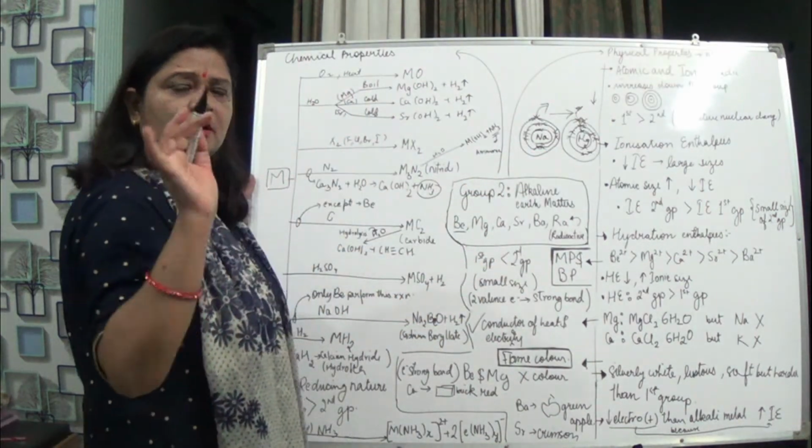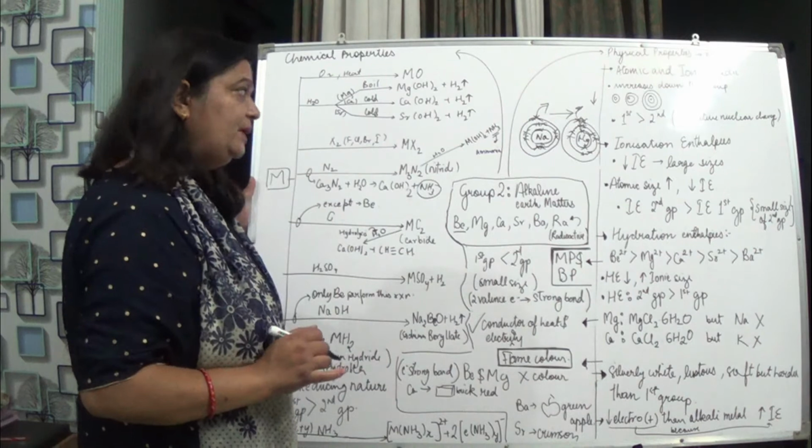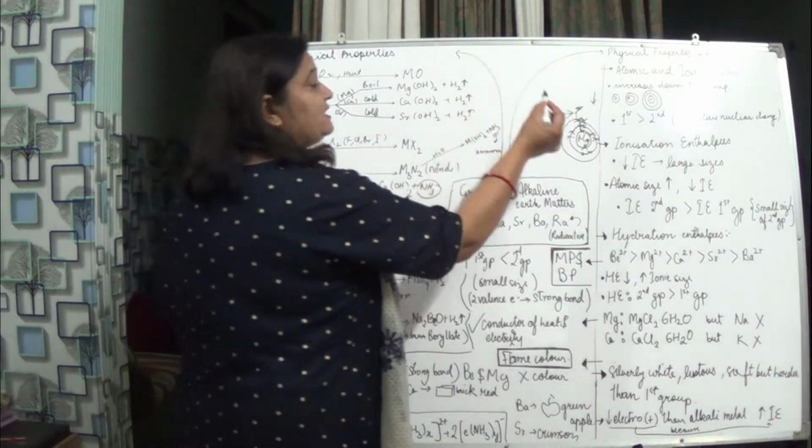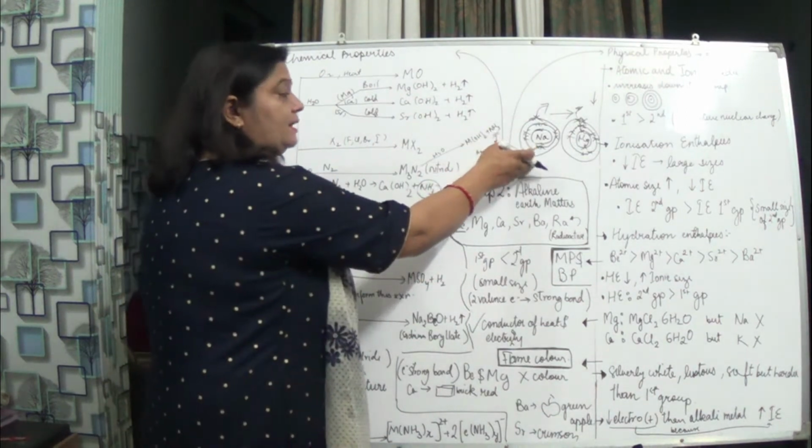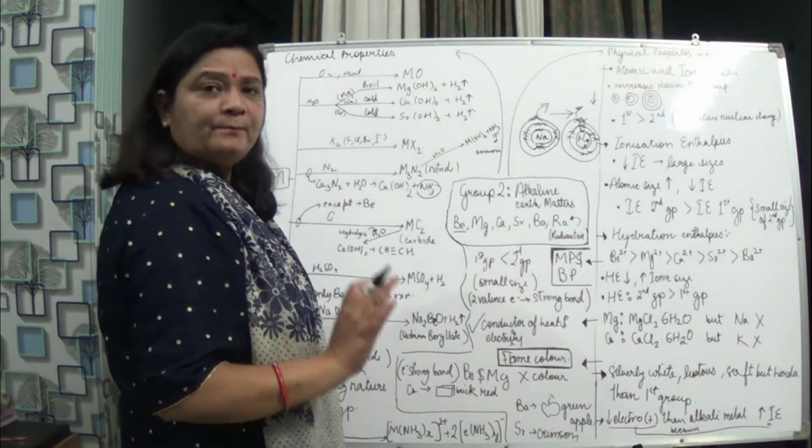But when we talk about the second ionization enthalpy, we are seeing that alkaline earth metals have lower ionization enthalpy than the respective alkali metals.